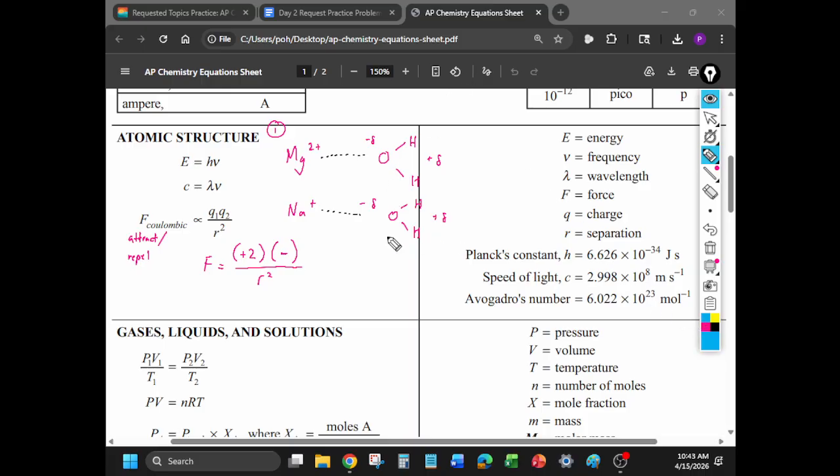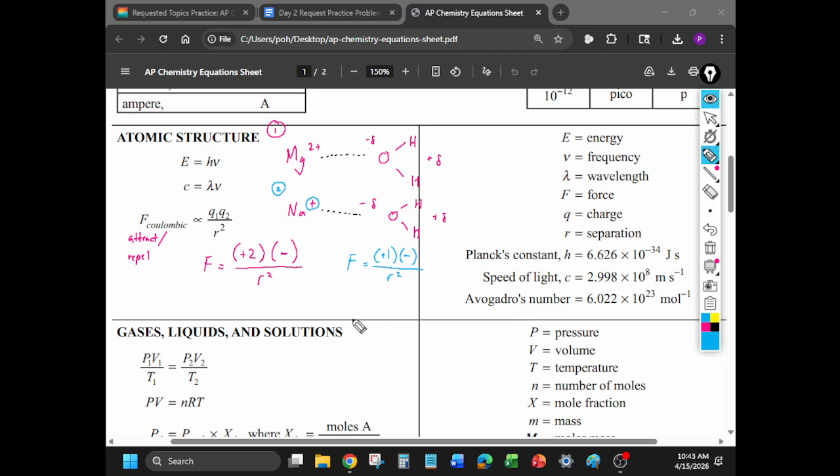All right, for sodium, I'm going to do it in blue just so that we can differentiate more easily. Okay, for sodium, what would Q1 be here if we're talking about the ion? Yeah, +1. The charge is +1 right here, so Q1 would be +1. And then the same thing, the partial negative is right here.